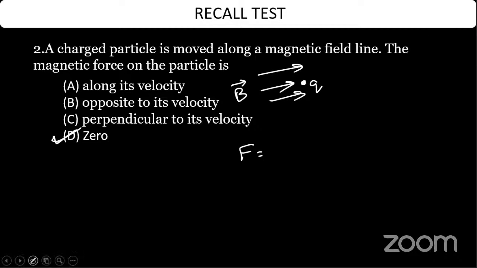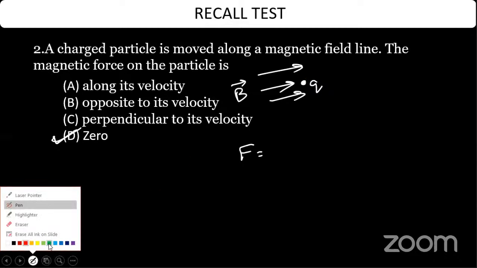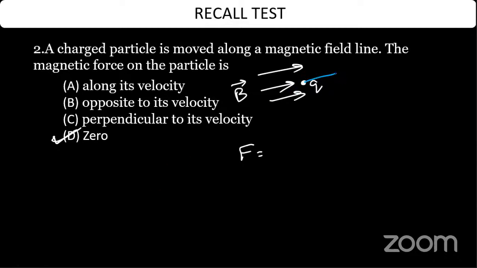Yes, very good, Rakesh. See, my charged particle is also moving with some velocity v along the direction of the magnetic field, right? So what is the angle? What is theta, guys? Come on, answer. Please reply. What is theta? The angle between the magnetic field and the velocity.